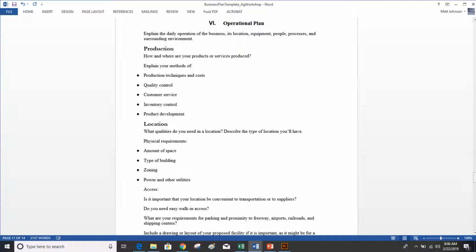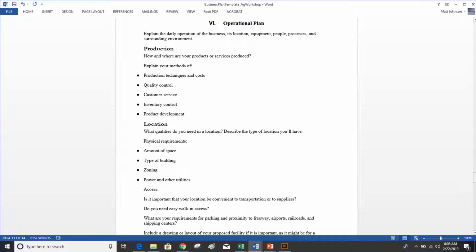So here we have your production. Things to be considering, everything from quality control. How do you handle customer service? Maybe you have a phone or email address that people can contact. Keeping track of inventory, and then product development. How do you determine what products you're going to grow, how well they grow? How do you determine what kind of seeds you're going to use if you're going to be farming? Lots of things to consider.